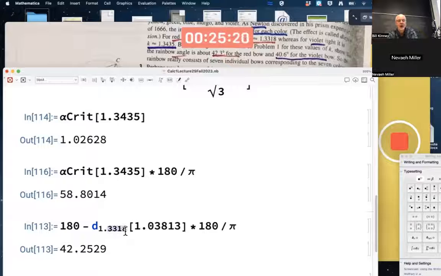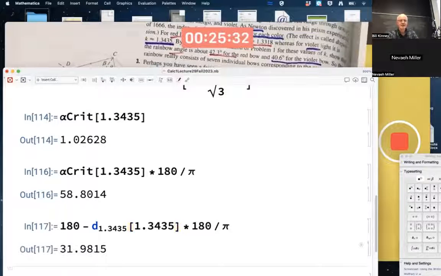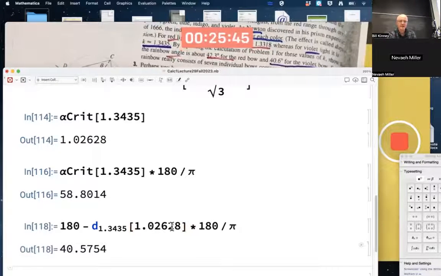Plug that into D and subtract from 180. There we should get, hopefully, 40.6. Nope, we didn't. What did we do wrong? Oh, I plugged the wrong thing in here. I should have plugged in 1.02628. There we go. Yep, 40.6.